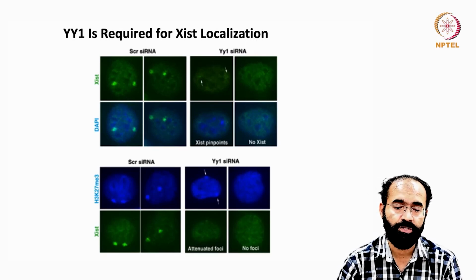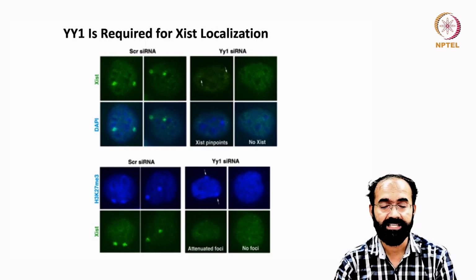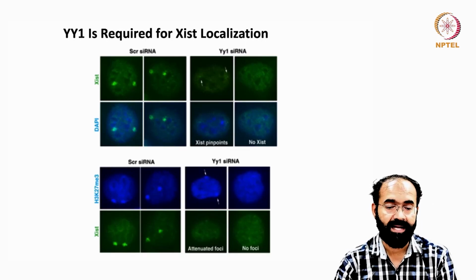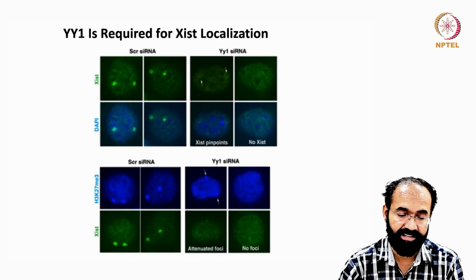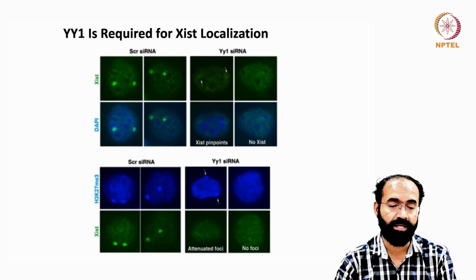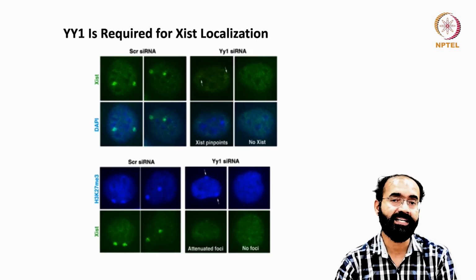So you can see when you use scrambled siRNA, you have H3K27 methylation present normally. Whereas if you have YY1 siRNA, you lose this H3K27 methylation. And Xist staining, if you are doing scrambled siRNA, you have Xist present, but if you get rid of the YY1 in the YY1 siRNA one, you do not have the Xist RNA present. So for Xist RNA to go to the center, you need to have YY1.